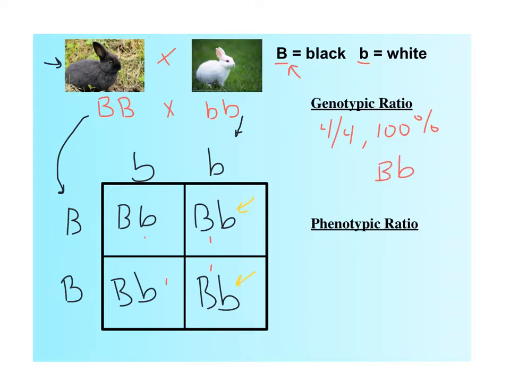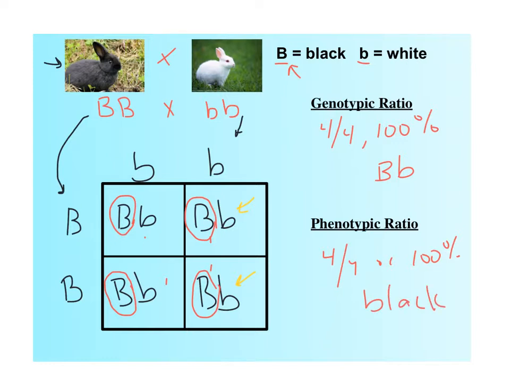Now, phenotypic ratios. Basically, that's saying, what are these rabbits going to look like? Well, they're all heterozygous. They all have one big letter and a little letter. But since they all have the dominant black allele, all these little bunnies, 4 out of 4, and it doesn't mean they have 4, but 100% of them, so 4 out of 4 or 100%, are all going to be black. So all the baby rabbits, 100% of them, are going to look like this guy.